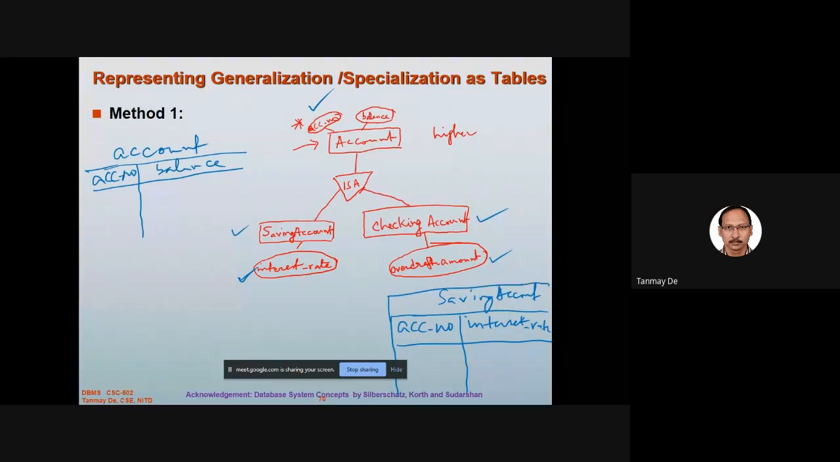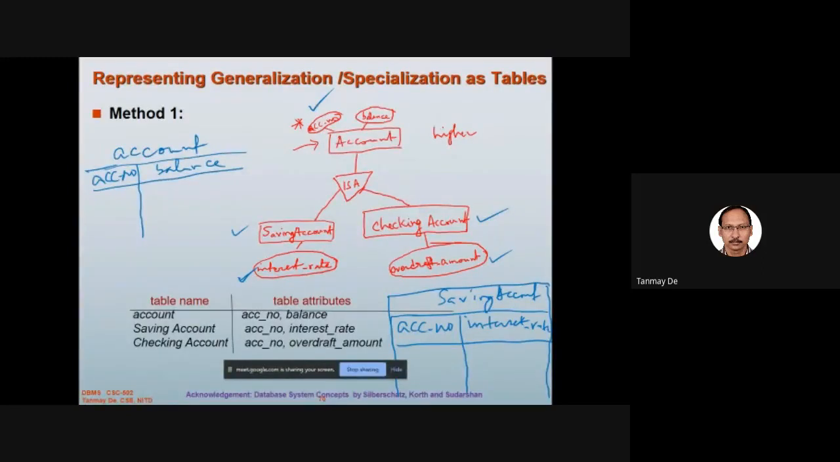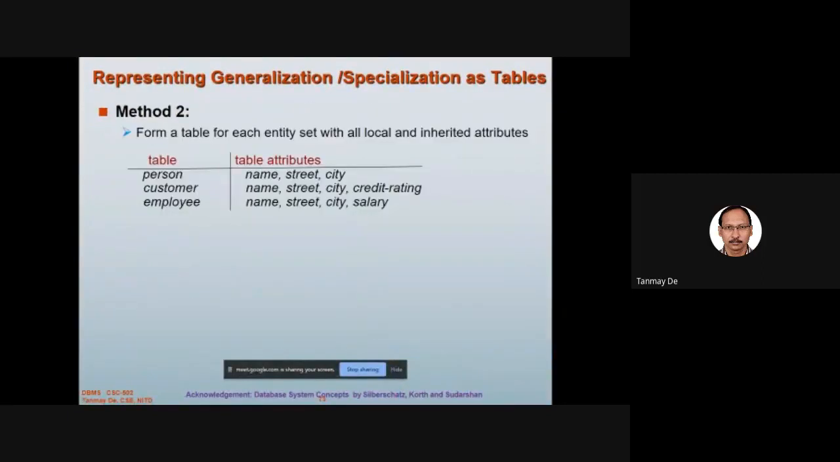Similarly, for the checking accounts, there is another table which consists of the primary key, account number, as well as the overdraft amount. So for this there are three tables: the account table, the saving accounts table, and the checking accounts table. This is method one. What is the drawback in this method? As I told you, sometimes we need to consult more than one table to get the information. Another method: form a table for each entity set with local attributes and inherited attributes.